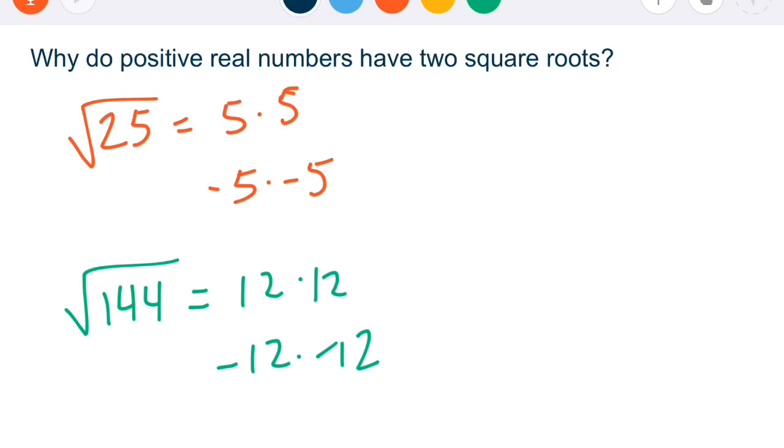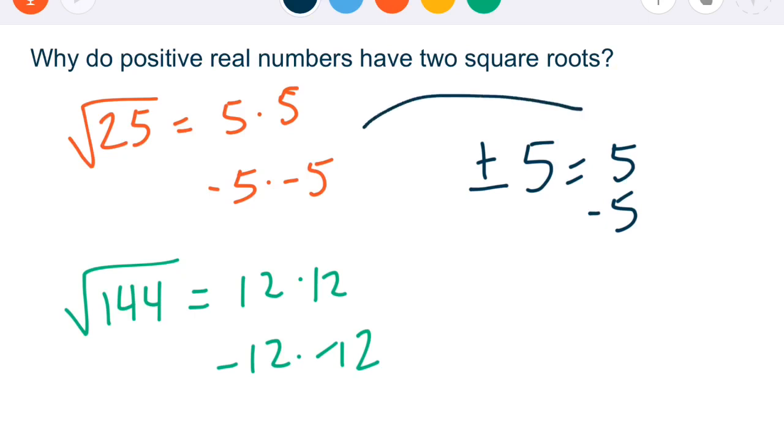So you might see this symbol. This symbol basically just says plus or minus, right? So if we say plus or minus 5, that means that it is 5, but also negative 5. And it comes from the math that we just did right there.